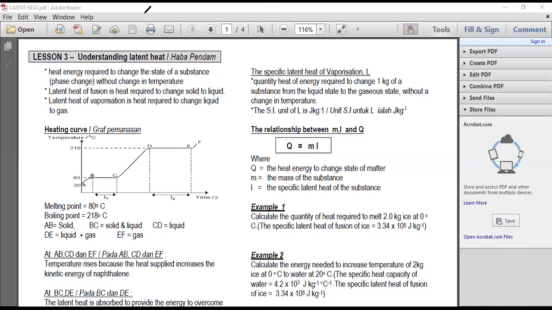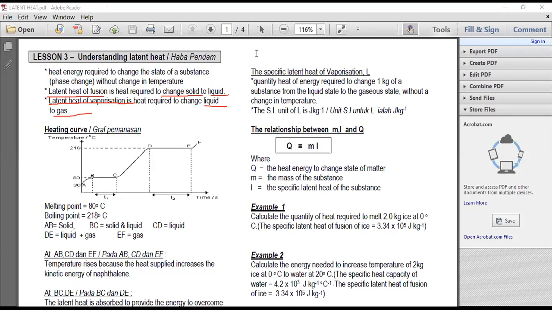So basically there are two types of latent heat. One we call latent heat of fusion, which is the heat required to change from solid to liquid, or the other way around. Latent heat of vaporization is the heat required to change from liquid to gas, or the other way around.